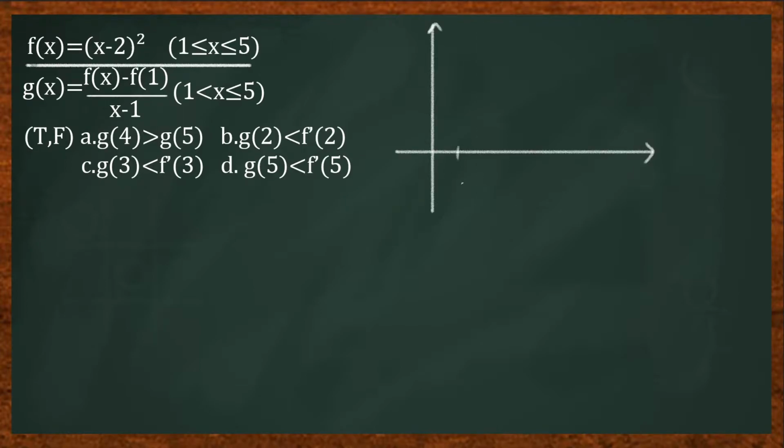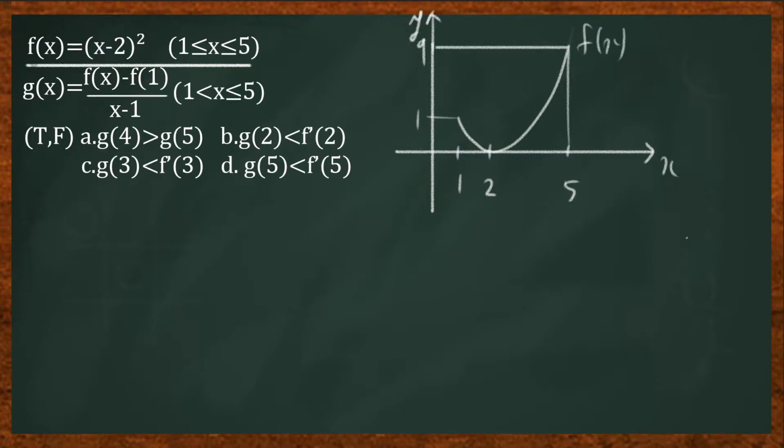Now let's first draw f(x) with the given range. If we draw it, it will be drawn like this. Now what is the meaning of g(x)? g(x) means the average rate of change that starts from 1.1 and ends at f(x). So the slope of this, and this, are the meaning of g(x).